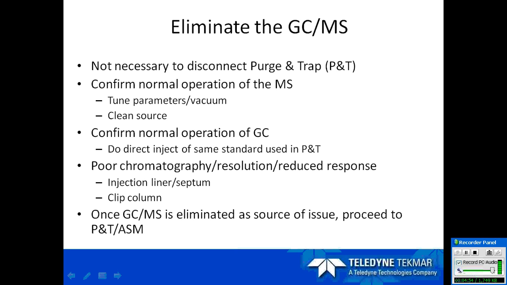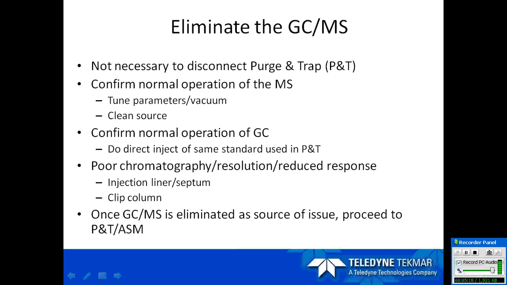You want to confirm the normal operation of the mass spec. Make sure your tune is still in tune. If your BFB doesn't pass, which most EPA methods require, meaning your BFB tune starts to fall out, you might want to retune and check your parameters. Also check your vacuum, and make sure it is holding steady at a constant level, down to -6. Also make sure you maintain your source.